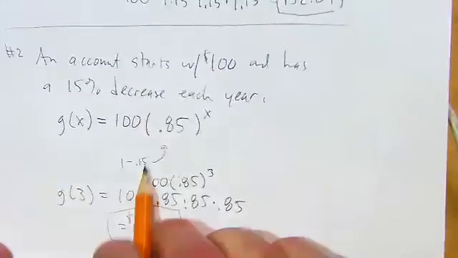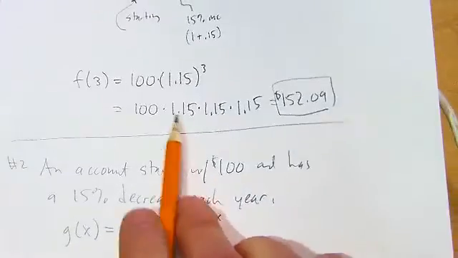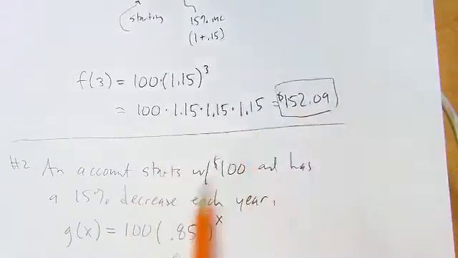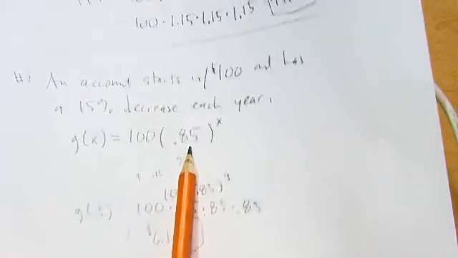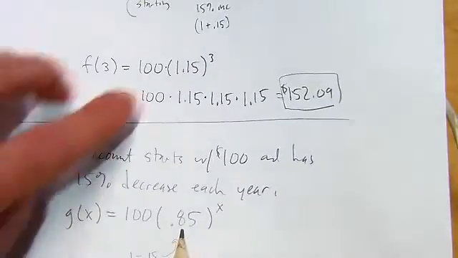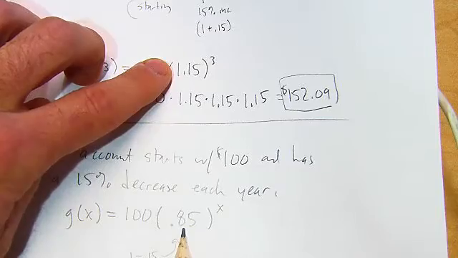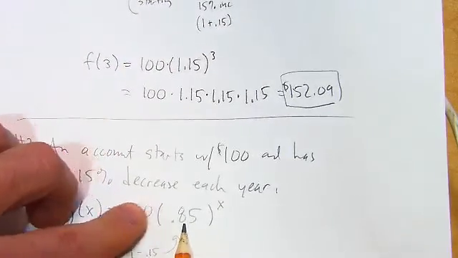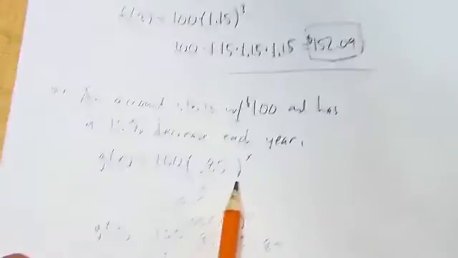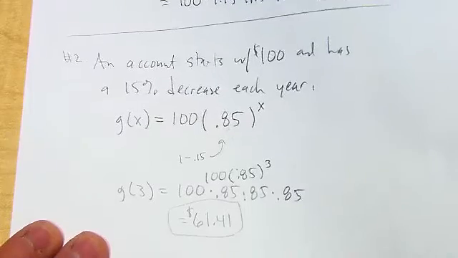Okay, it decreased, right? Here it increased by 15% every year, so obviously it grew bigger. Here is a decrease. Just notice they're very similar, except the factor. Here this is 1 plus 0.15, and this is 1 minus 0.15. Pretty basic. That's pretty much what you need to know for your assignment today.